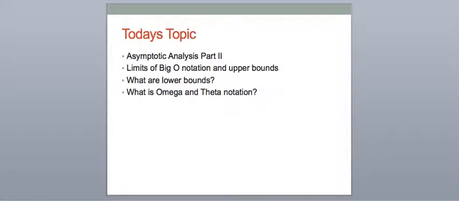So today I'll briefly recap big O notation and discuss the limits of that piece of information on its own, and then we will augment that information by discussing omega and theta notation. But before we do all of that, we must really understand what lower and upper bounds really are.